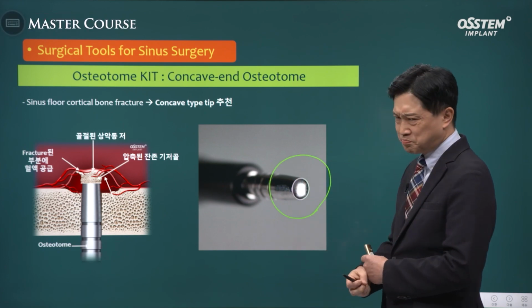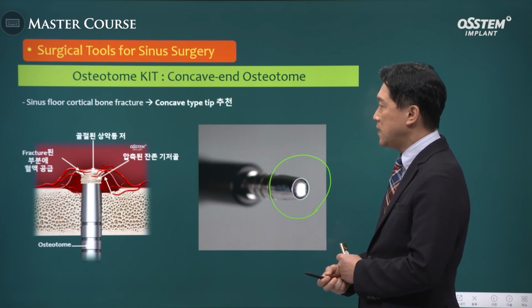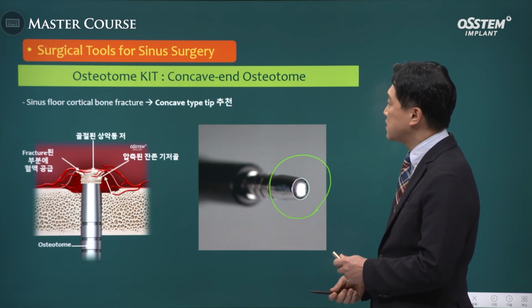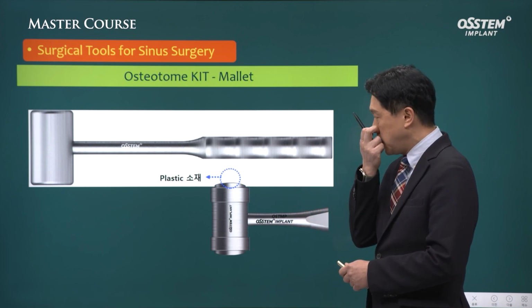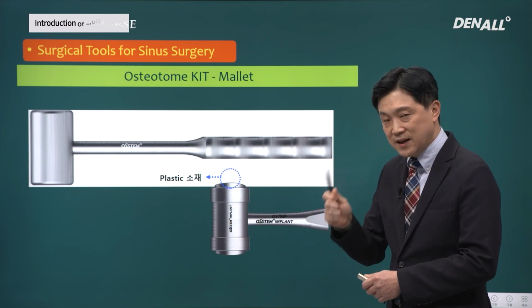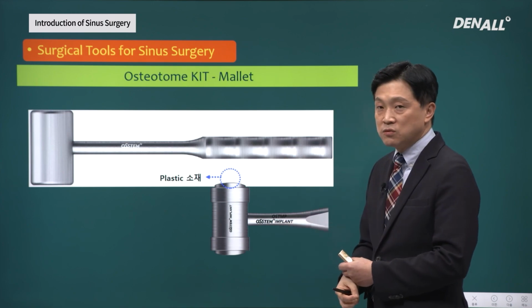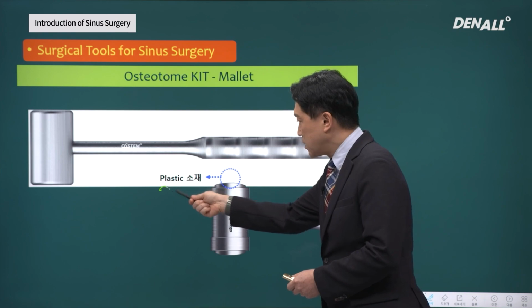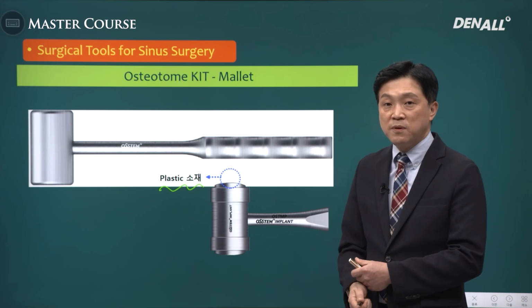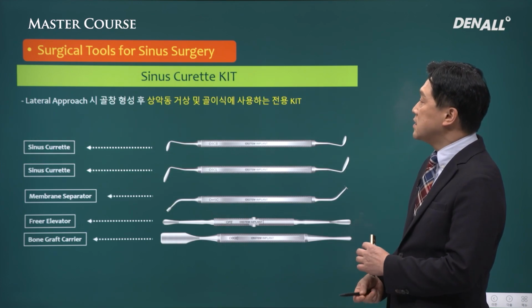In the case of concave end osteotome, it penetrates and elevates the sinus floor. The concave end osteotome is used to fracture the sinus floor, and there's also mallet. There's metal mallet and plastic mallet. Simply speaking, the head of the mallet, whether it is made of metal or plastic, that's how we differentiate it. The mallet with plastic head is much more stable and patient experiences less discomfort. Osteotome can be used, as shown.